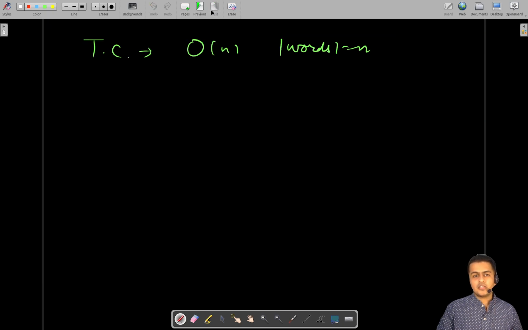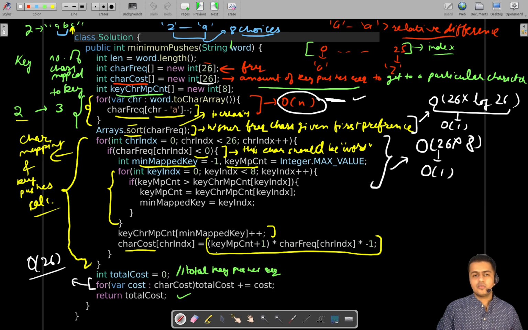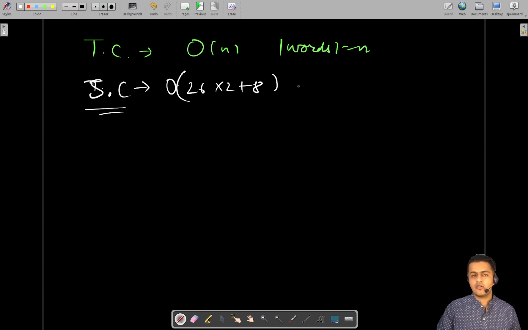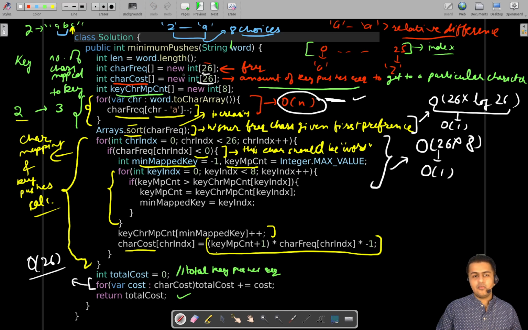And space complexity wise, you are using two 26 size arrays and one 8 size array. So space complexity wise, you can say 26 into 2 plus 8, but if you want to take it as a constant, then it is up to you. But this is what there is for the complexity analysis part. Other than that, we are not using any extra space, you can see. And these are the complexities.